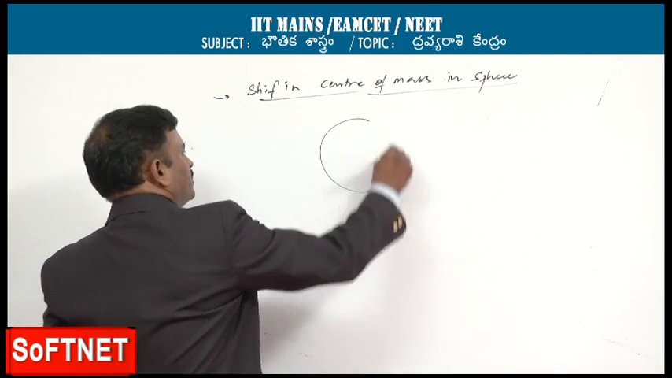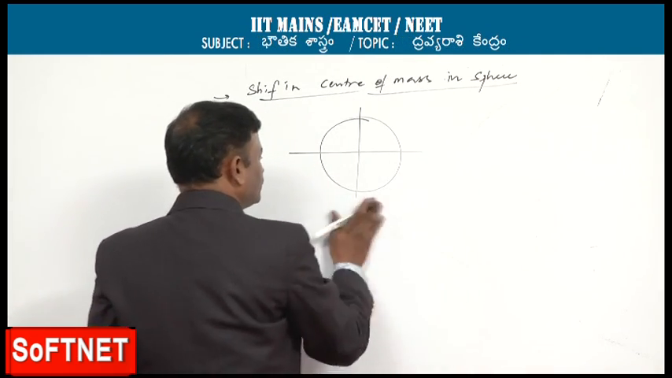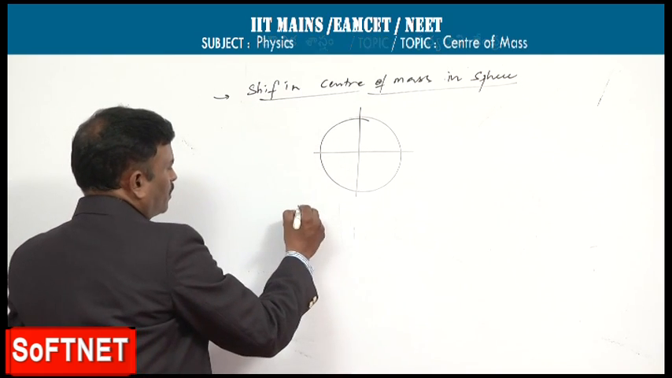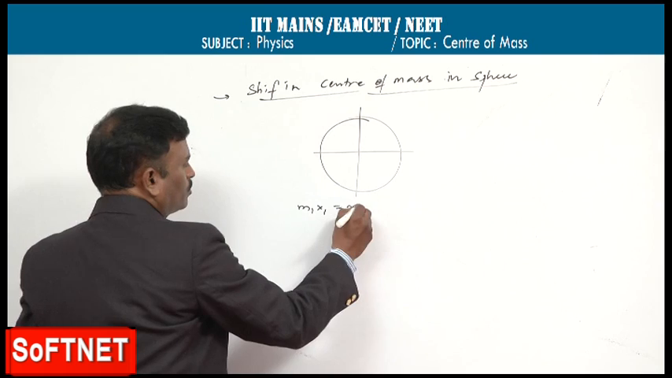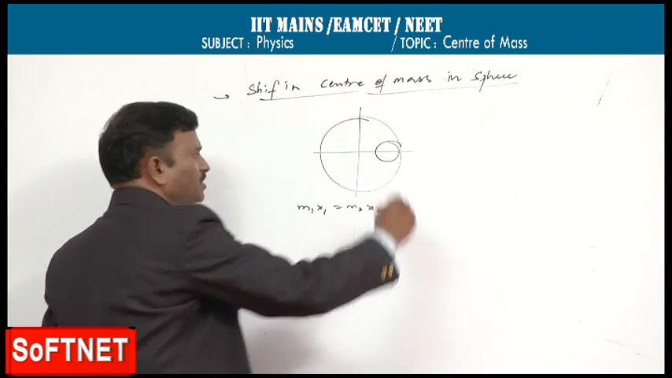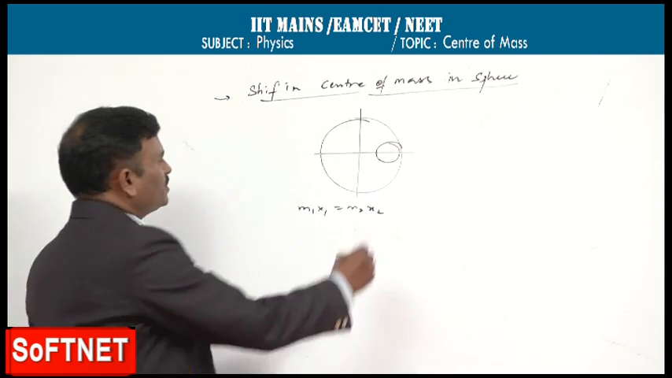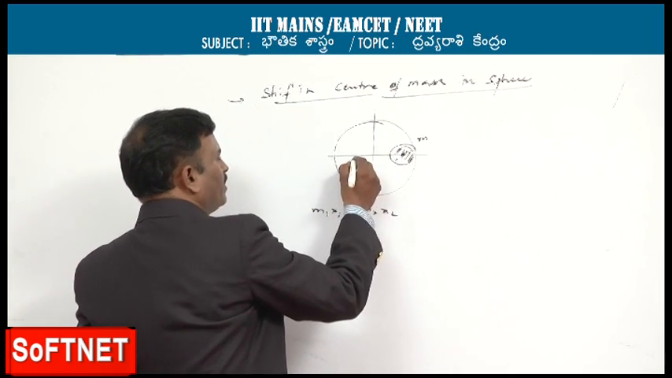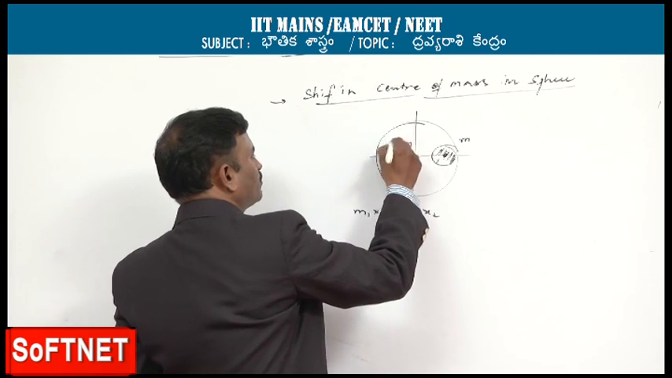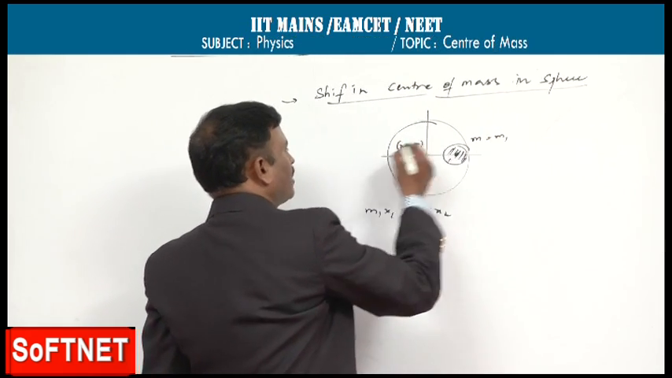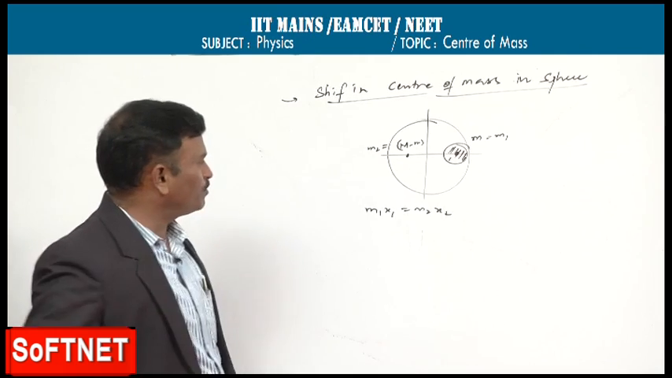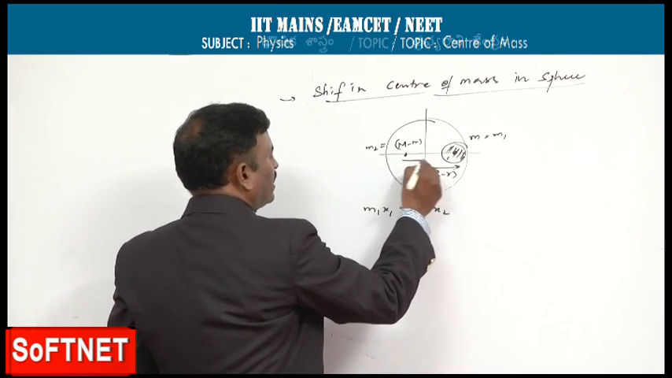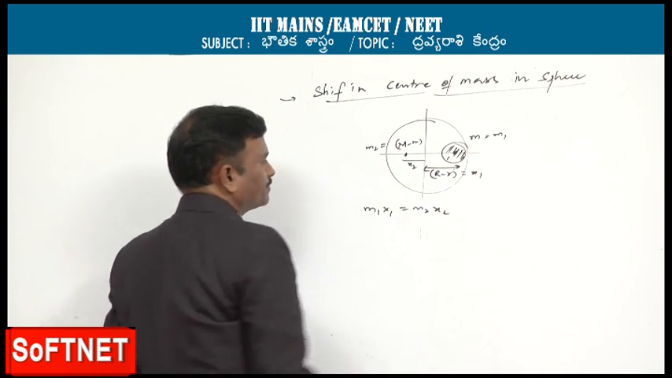In case of a sphere, same process, but the formula is very simple. Removed mass m1 x1 is equal to m2 x2. A spherical portion is removed. As the spherical portion is removed, obviously this part is removed. The center of mass of the removed one has mass m. The remaining mass is capital M minus small m. I mean to say m1 is m, m2 is equal to capital M minus small m. The distance from here to here is capital R minus small r. It is x2. This is x1.